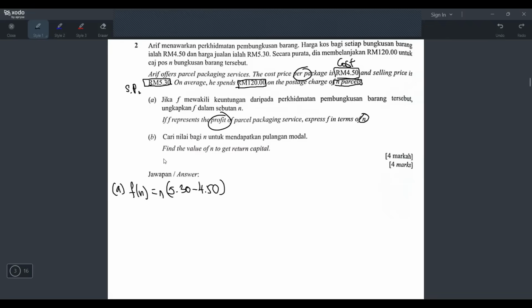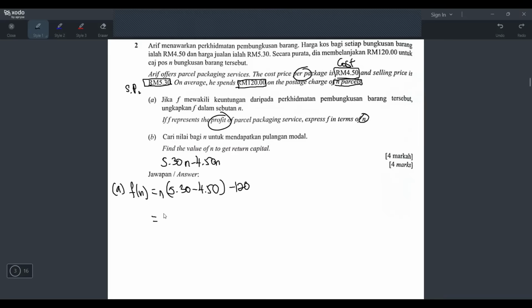If some students want to write like this, 5.30N minus 4.50N, that can also be accepted. This one and this one are the same thing. So this one is correct, this one is also correct. But they mentioned something about spending 120 ringgit for the postage charge. So I think your profit will minus 120, because if you spend this amount yourself, then your profit will be less. So it makes sense, right? So you understand why you have to minus 120. And now you just simplify this whole thing, then you will get the answer.